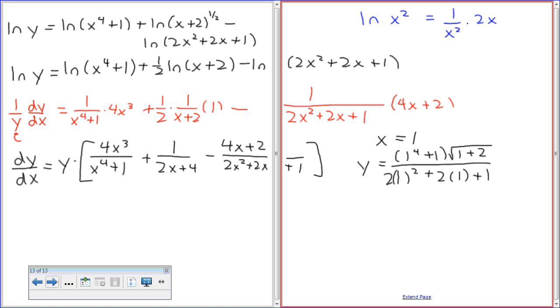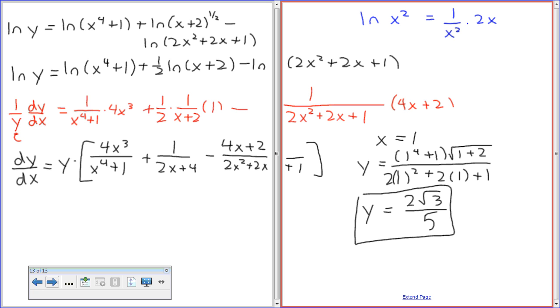Okay, so what I did, all I'm doing over here, Teresa, is subbing 1 into my original equation to get the y value. So my original equation is (x^4 + 1)(x + 2) all over 2x^2 + 2x + 1. Does that look right to most people? That's a mess. What does that turn into? 2 root 3 all over 5. Is that right?